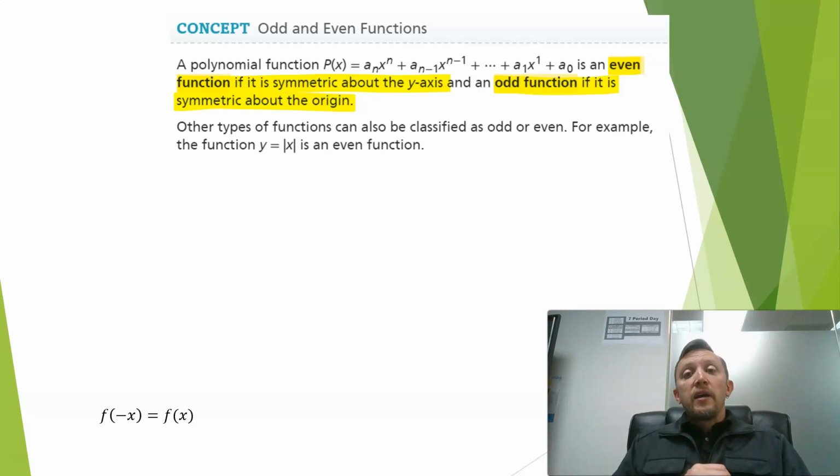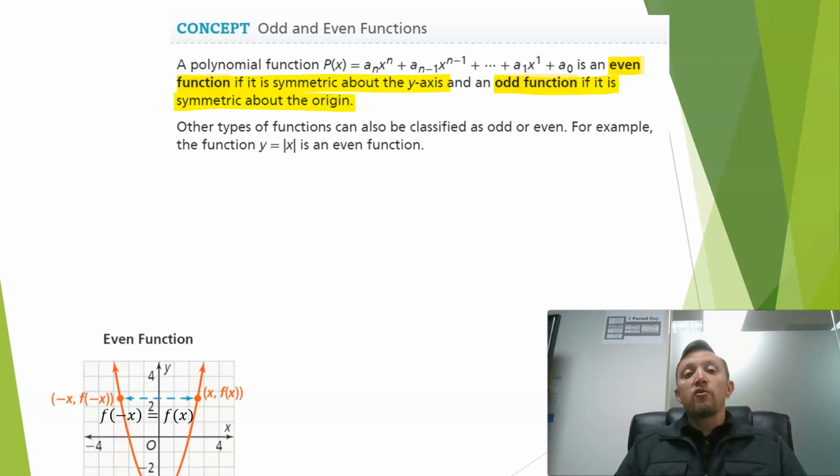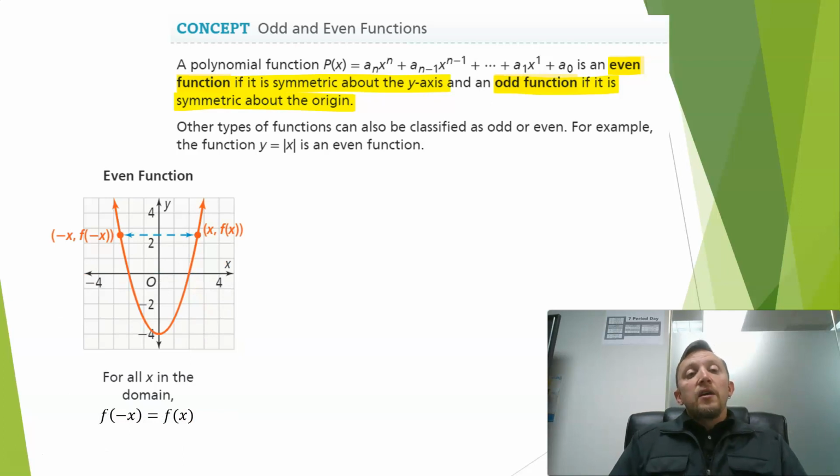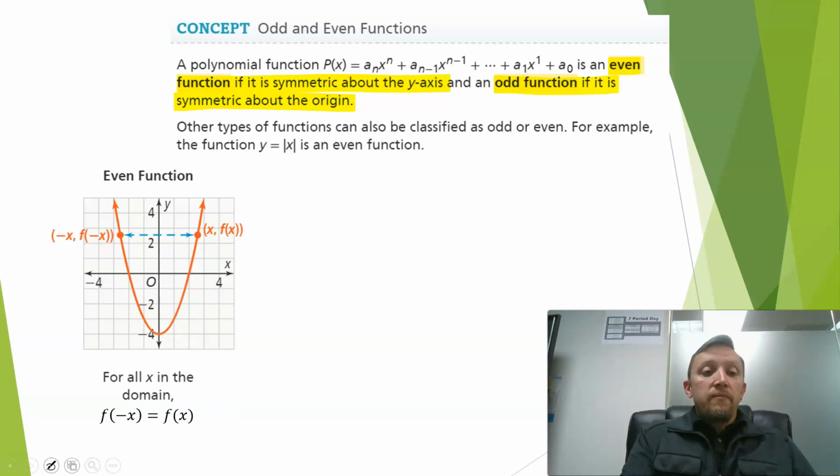And other types of functions can also be classified as odd or even. For example, the absolute value function would be an example of an even function. If you think about the absolute value of x, that V is symmetrical about the y-axis. If you flip it over the y-axis, it's the same on both sides. So y equals the absolute value of x is what we would call an even function. But let's look at what the graphs of these would look like. So here's a graph of an even function.